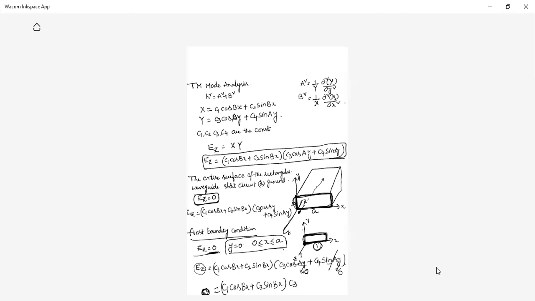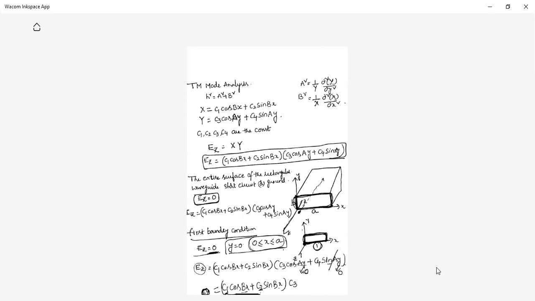So now, which term becomes 0? C1 doesn't become 0 because it is multiplied with cos Bx. C2 doesn't become 0, it is multiplied by sin Bx. X is varying from 0 to A, it is not 0. So C1 doesn't become 0, C2 doesn't become 0. Which one becomes 0? C3 is equal to 0.